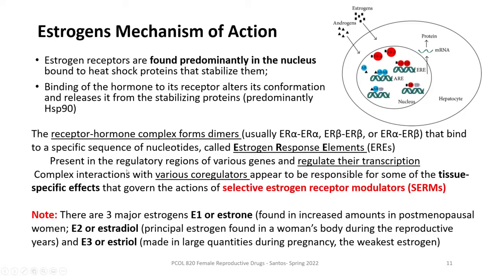So we see that there is a binding of the hormone, androgen or estrogen, forming dimers that are ER alpha or ER beta. And those dimers will be responsible for regulating the transcription, what we call the ERE, which are the estrogen response elements in the nucleus. And that is due to complex interactions with various co-regulators that are responsible for some of the tissue-specific effects.